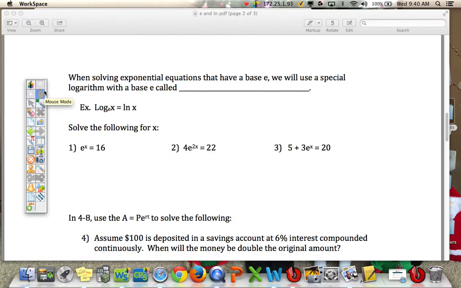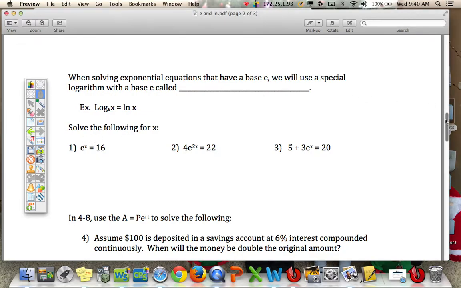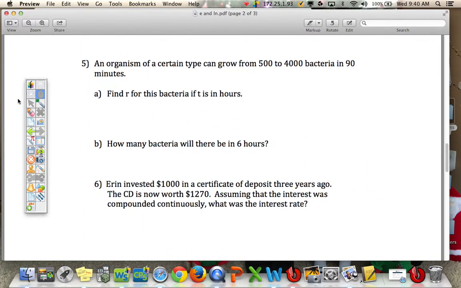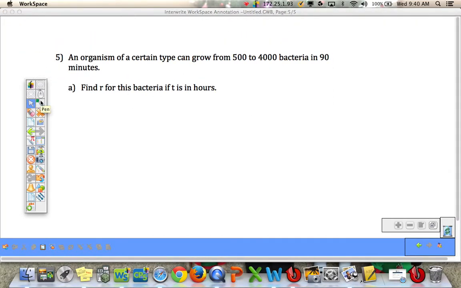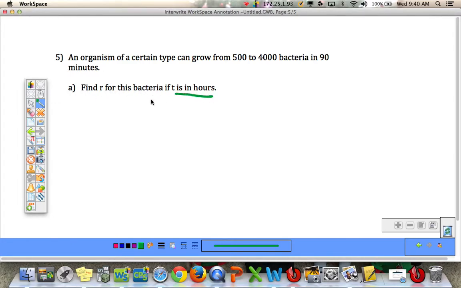All right, let's do one word problem, and then your assignment will be to finish 1 through 11, whatever we didn't do. So number 5: an organism can grow from 500 to 4,000 bacteria in 90 minutes. Find r for this bacteria if t is in hours.